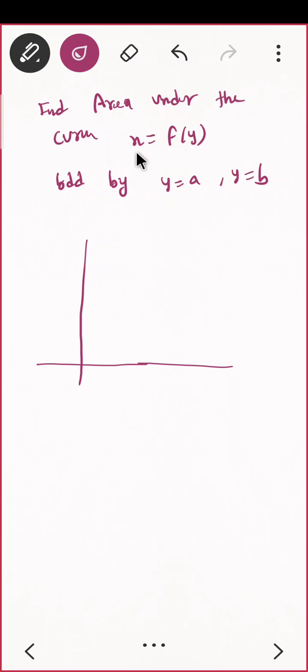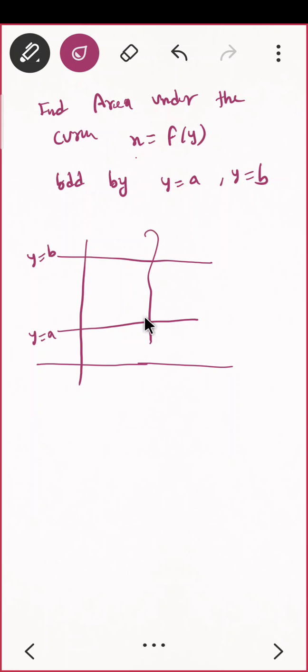See, when I was writing y equal to f of x, I was drawing graph like this. Now my x equal to f of y, my graph will be something like this. Do you agree? Yeah, perfect. And bounded by y equal to a and y equal to b means what? Somewhere here this will be your y equal to a, and somewhere here this will be your y equal to b. And what is this graph? Let me write x equal to f of y. Now what is my question? Find area under this curve. That means what? I have to find this area. Can you tell me what this will be? What will be this area?